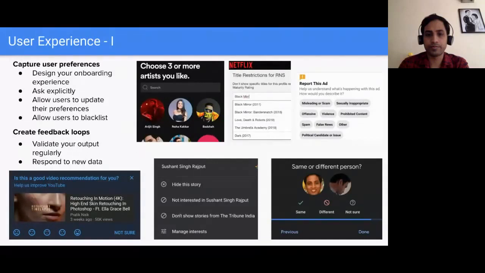Whenever it deals with a photo or an image which it is not confident about, it takes that input and validates its output. So you have to continuously do that.